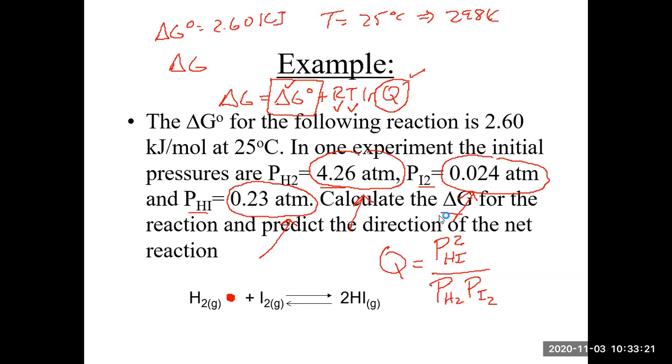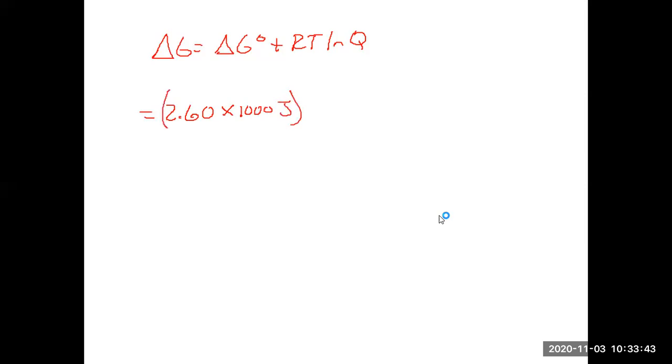So let us go and look at that here. Our delta G equals our delta G naught, again, plus RT natural log of Q. That's going to give us 2.6. Again, here I need to do some type of conversion. So I'm going to multiply it by 1,000 to convert it into joules. And again, the reason for that is R is in joules.